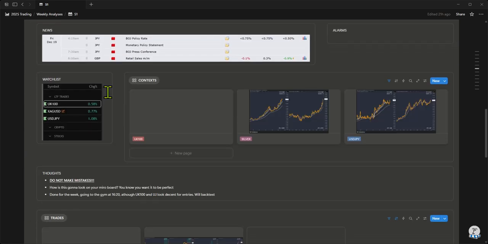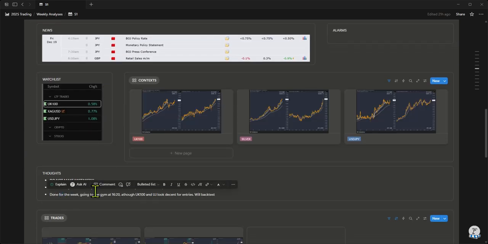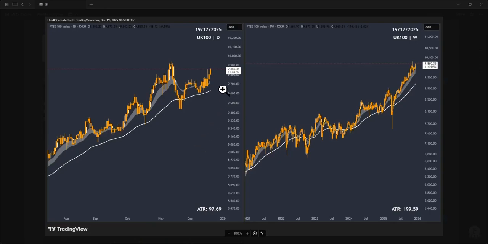So coming in on Friday, done for the week, going to the gym at 16:20. Although UK 100 and UJ look decent, even silver looked decent, I believe. Yeah. That's all I have here. So let's see how it developed since then.